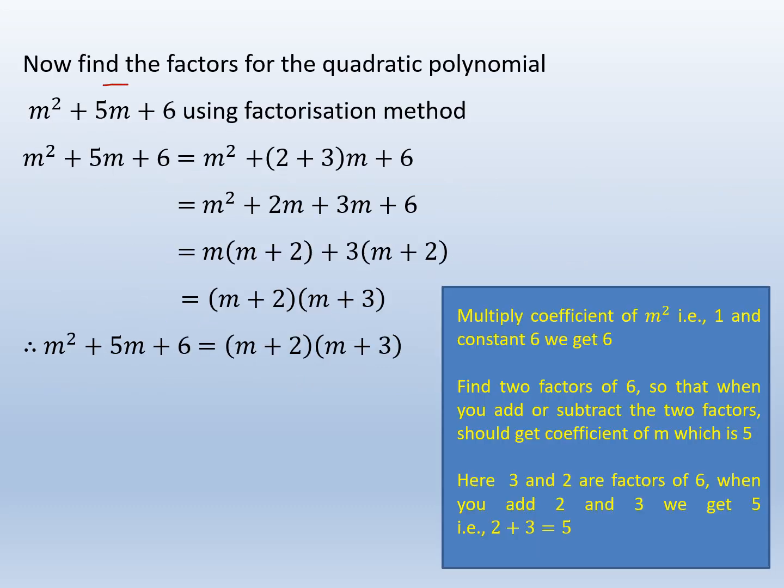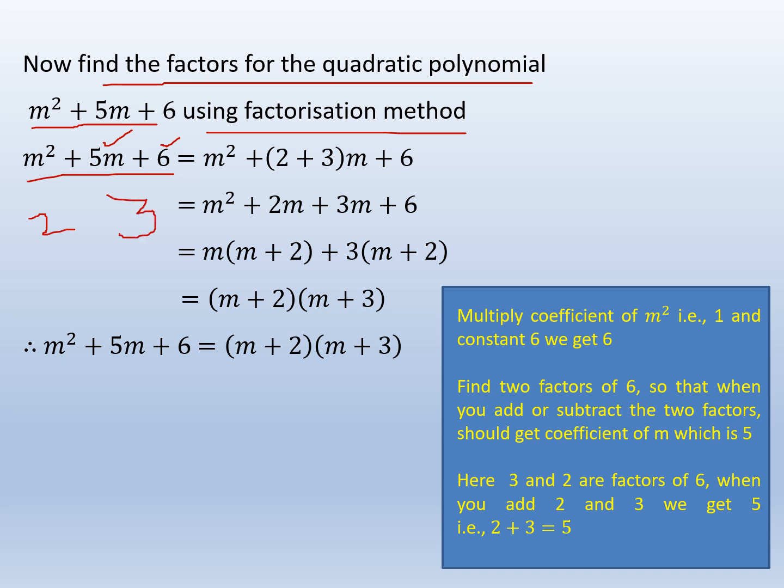Now find the factors for the quadratic polynomial m square plus 5 times m plus 6 using the factorization method. For this, take the polynomial m square plus 5 times m plus 6 and split the middle term of the polynomial, that is 5m, using the factors of the constant term 6 in the polynomial. To do this, choose the factors 2 and 3. And when we add 2 and 3, we get the coefficient of m, that is 5.